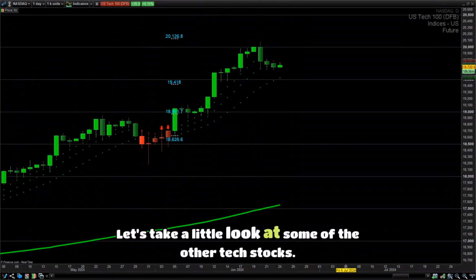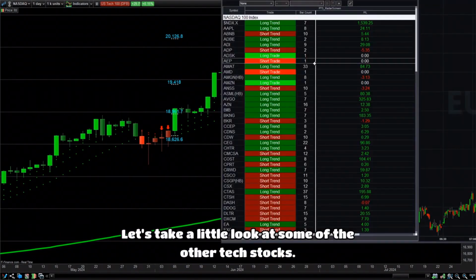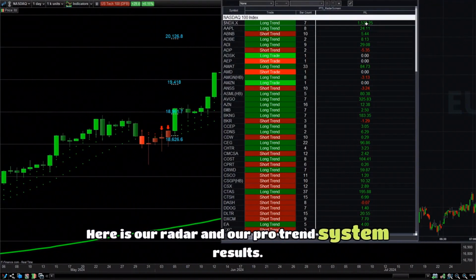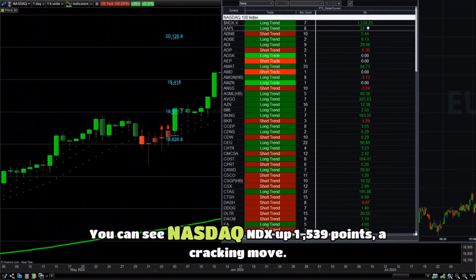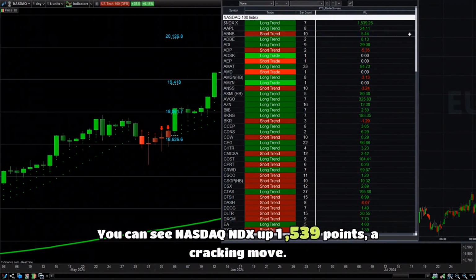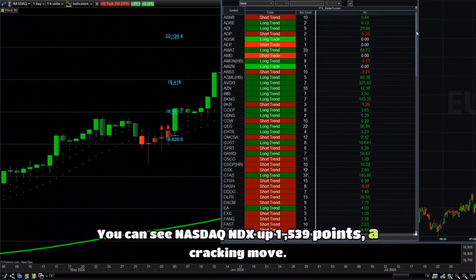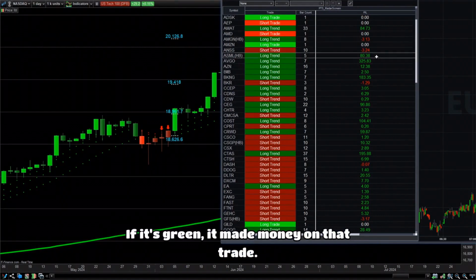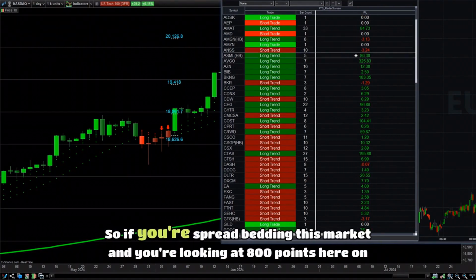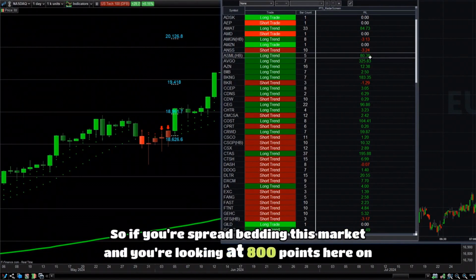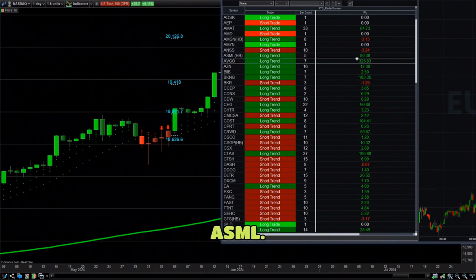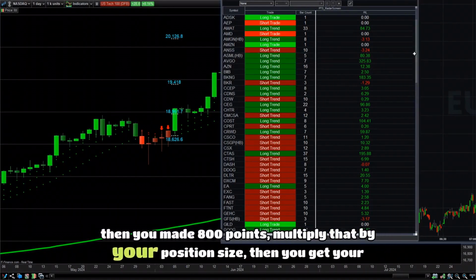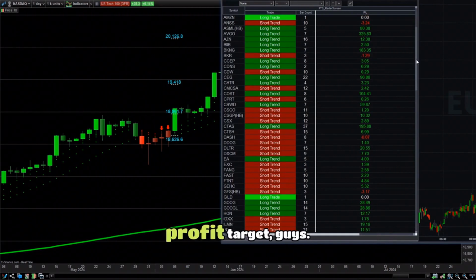Let's take a little look at some of the other tech stocks. We've had some huge moves. Here is our radar and our Pro Trading System results. You can see NASDAQ NDX up 1,539 points, a cracking move. A lot of greens here. If it's green, it made money on that trade. It's the amount of points. So if you're spread betting this market and you're looking at 800 points here on ASML, then you made 800 points. Multiply that by your position size, then you get your profit target, guys.